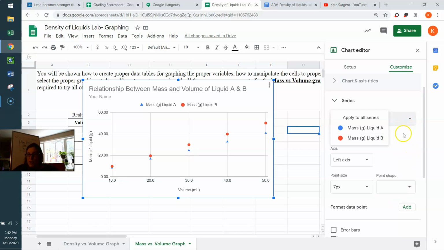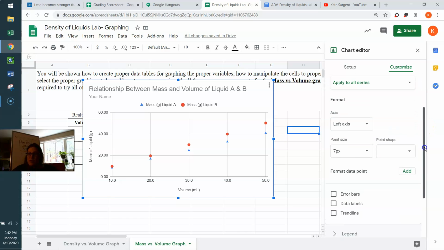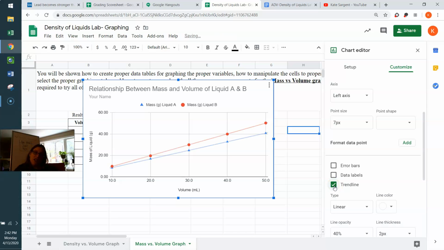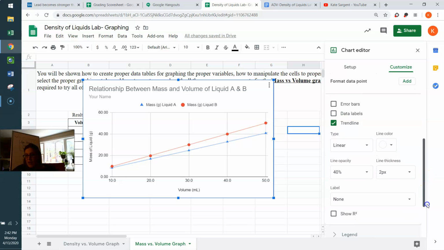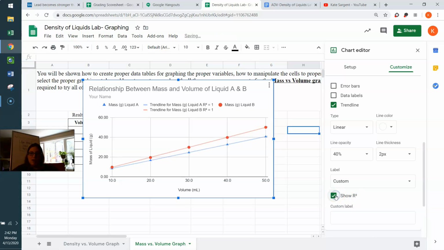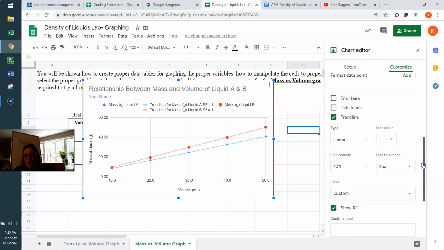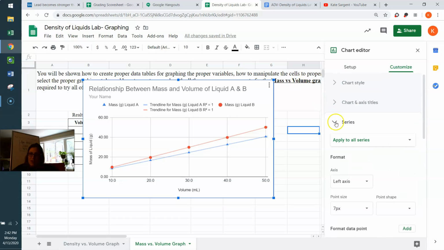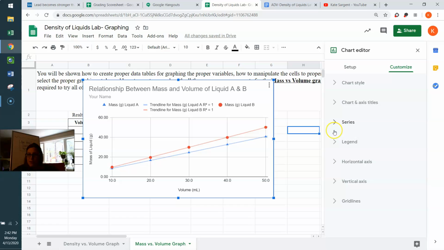Okay. So I'm now going to put this back to apply to all series because I want to add trend lines, and I want each line to have its own trend line. So I need to be back at all series. And I want to show my r squared value. Okay, so that's all looking nice. I have my trend lines, my r squared values, my legend, and I'm going to close up the series.